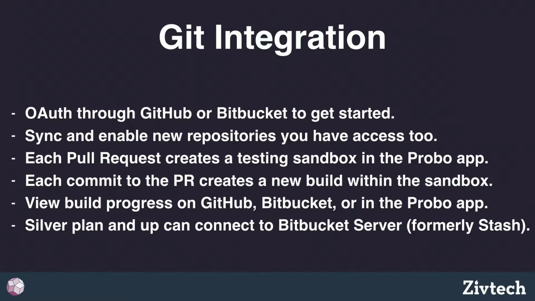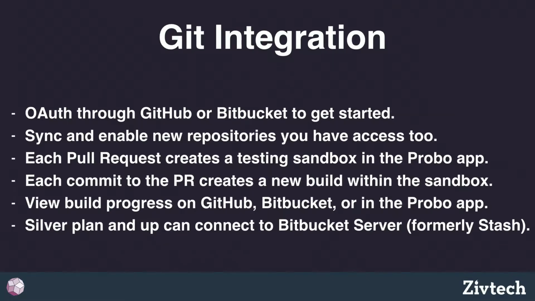So for the Git integration, you basically go off through GitHub or Bitbucket to get started. If you're familiar with Circle.ci or other tools, you can basically go in and enable a repository and sync up all the new repositories you have in your account. From there, each pull request that you've enabled on an enabled repository creates a new testing sandbox inside the Probo app. And then each commit to that pull request creates a new build within the sandbox, where you can see your latest changes.